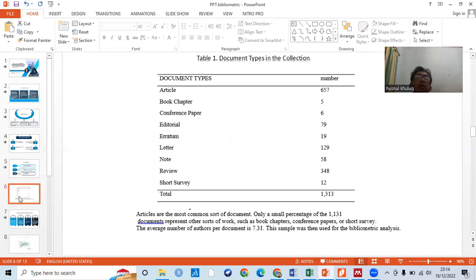Document types in the collection. Articles are the most common sort of document. Only small percentage of the 1,131 document represent other sort of work, such as a book chapter, conference paper, or short survey. The average number of author per document is 7.3. This sample is then used for bibliometric analysis.